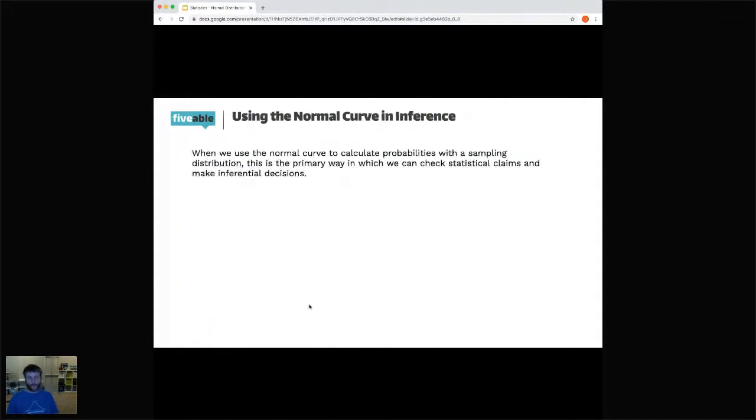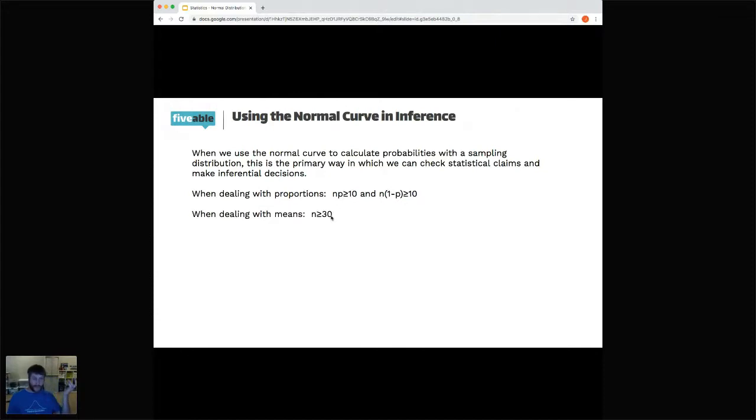All right. So then the normal curve and inference. This is where you really start to use the normal curve for some kind of interesting things. So when we want to calculate a probability with the sampling distribution, this is the primary way in which we can check statistical claims and make inferential decisions. You have a null hypothesis and you're trying to see if that's true or not. You can use the normal curve to do that if, in fact, that normal condition is met, which was brought up a little bit earlier. So when you have proportions, that's what you need to check in order to use the normal curve.